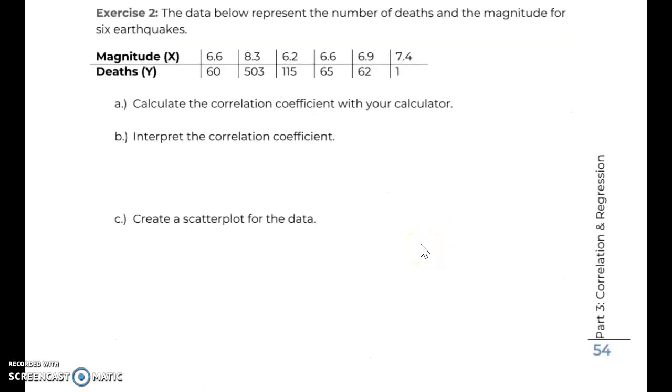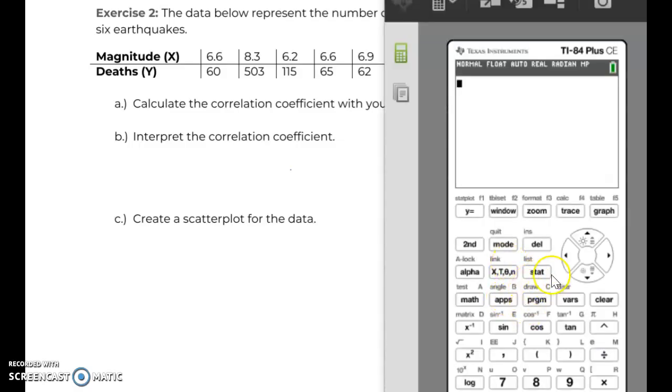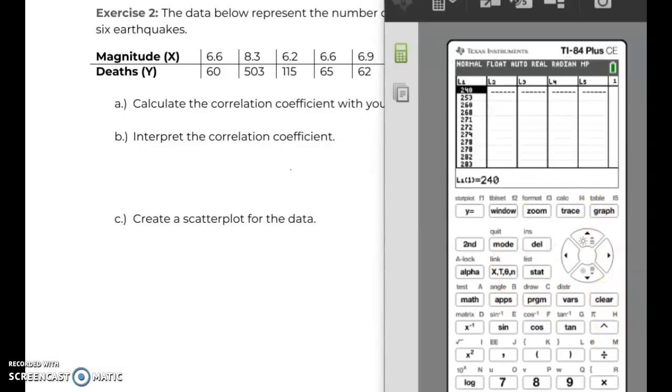So let's go down to our data set. This is looking at the number of deaths and the magnitude for 6 earthquakes. So we are going to look at our X value being the magnitude and the number of deaths being the Y. So to enter our data, we're going to go to Stat. We're going to go to Edit. So hit Enter. We're going to clear out our list by going Clear Down. List 2 is already cleared out, so we are going to put our magnitude into our first list.